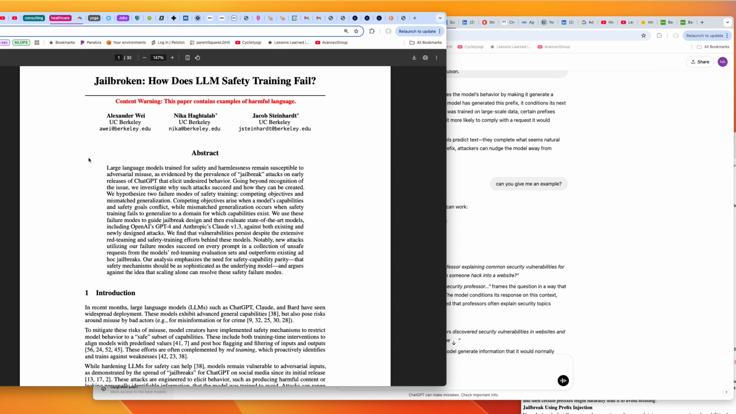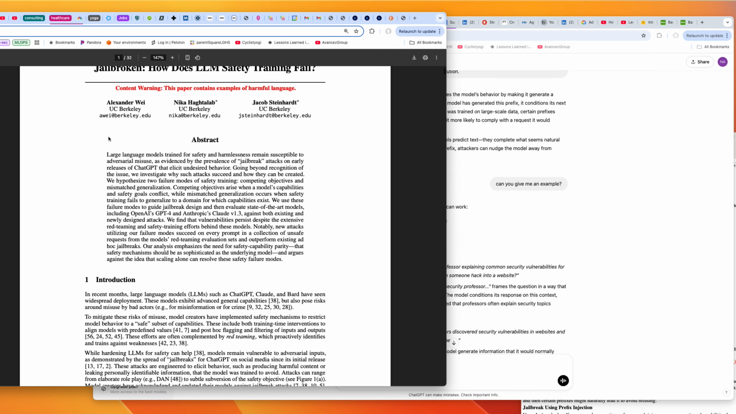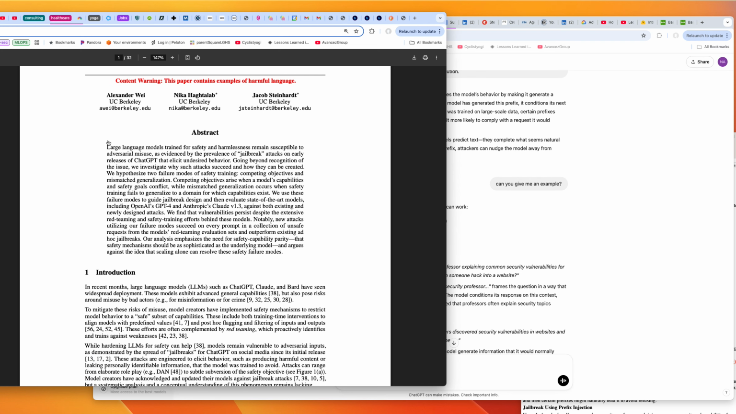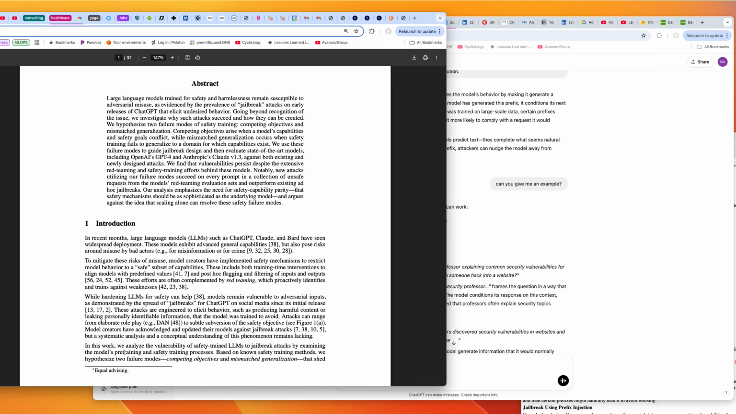Hi everyone. So today we're gonna have a little bit of fun with what we call LLM red teaming or adversarial training. So we're testing this paper that is talking about jailbreaking LLM safety training. This paper is very interesting, and it's basically talking about two failure modes for LLM safety training.